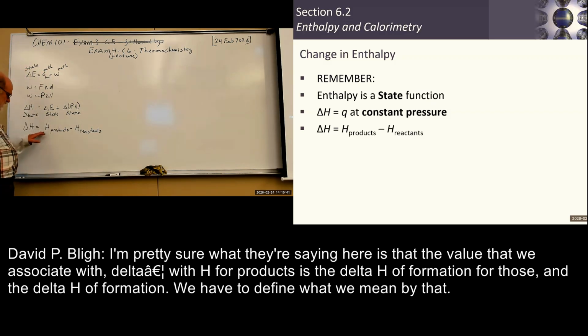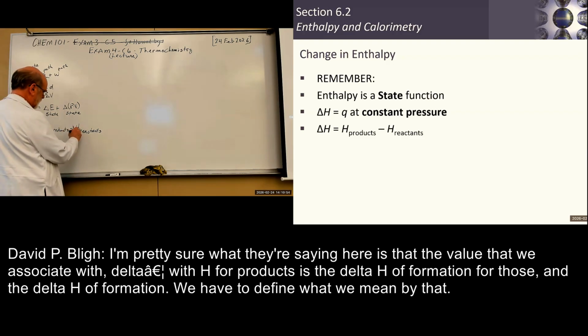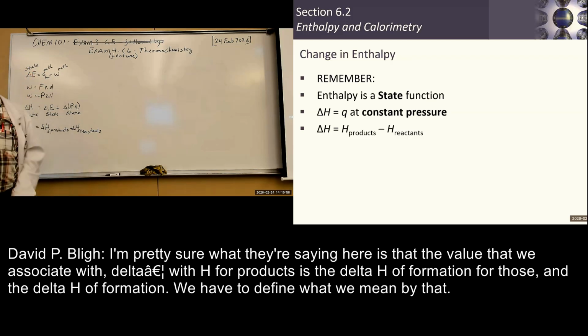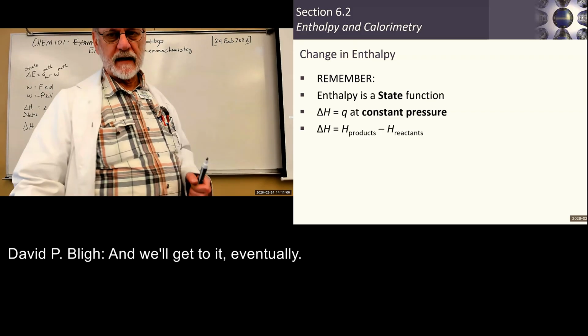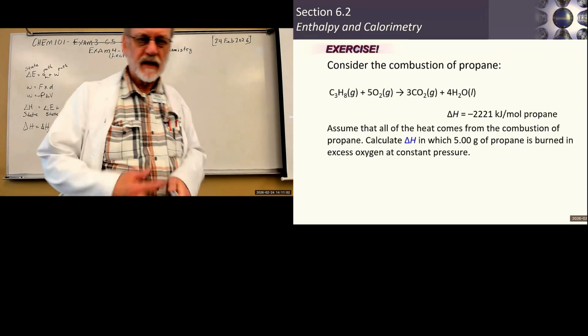I'm pretty sure what they're saying here is that the value that we associate with H for products is the delta H of formation for those. We have to define what we mean by that, and we'll get to it eventually.